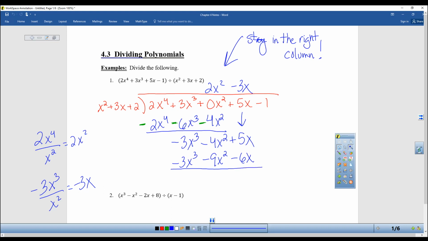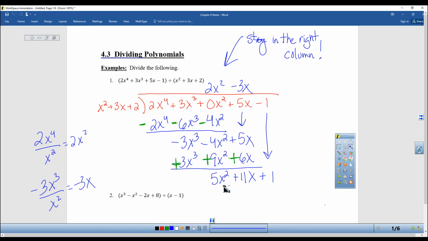Now I want to subtract, which, because these are negative, that means I'm going to change them to addition. So again, I switch my color, and I'm going to change them to addition. This canceled. This gives me 5x squared. This gives me 11x. And now I bring down my 1.